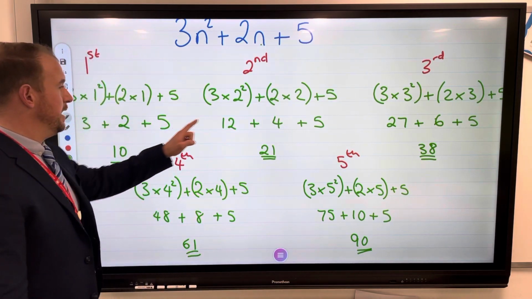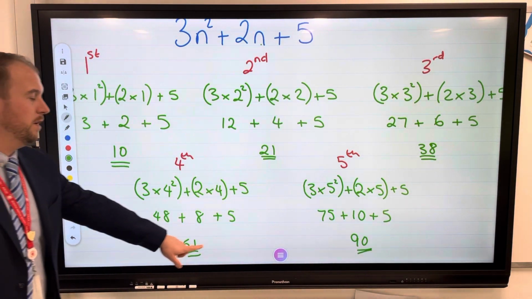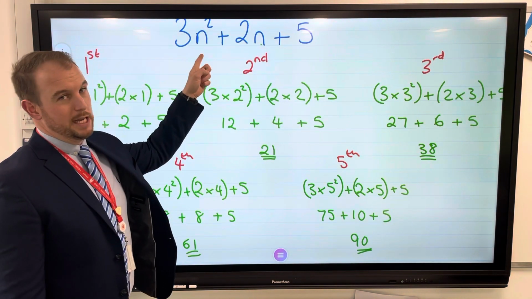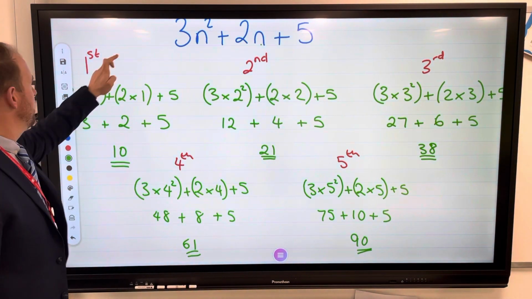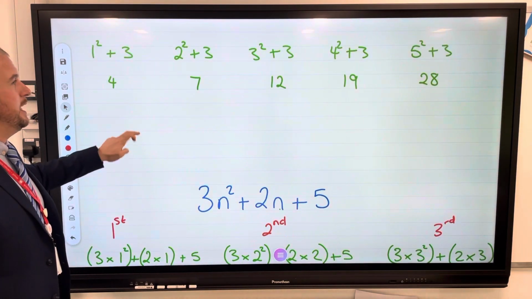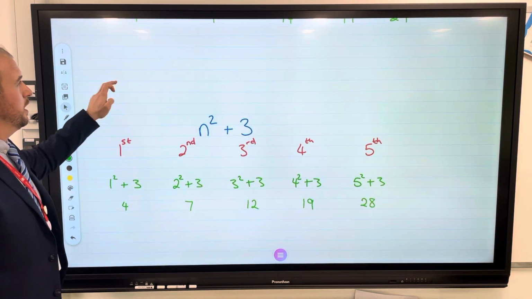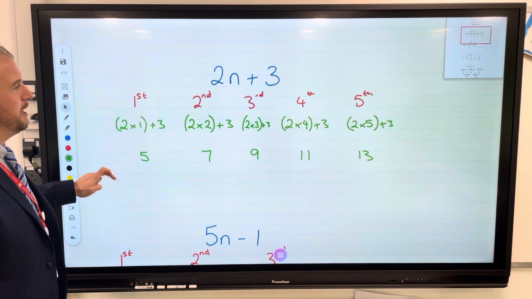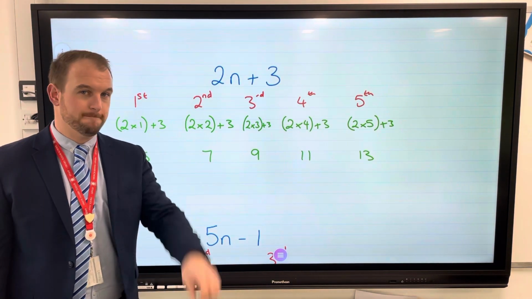Okay, so we have 10, 21, 38, 61 and 90 for our first 5 terms of this very complicated nth term. Remember, the biggest key to this is substitution. Okay, hope it helps. Have a good go, but again, with everything in maths, it takes a lot of practice. Hope it helps.